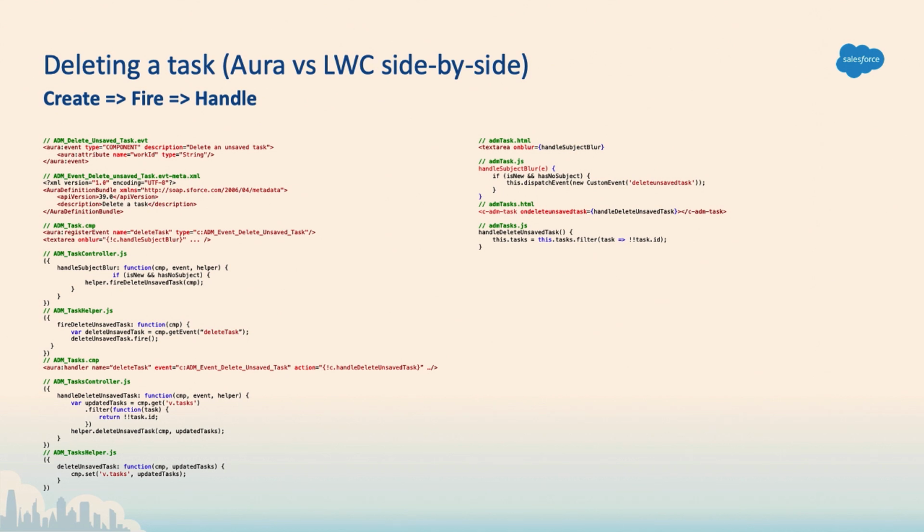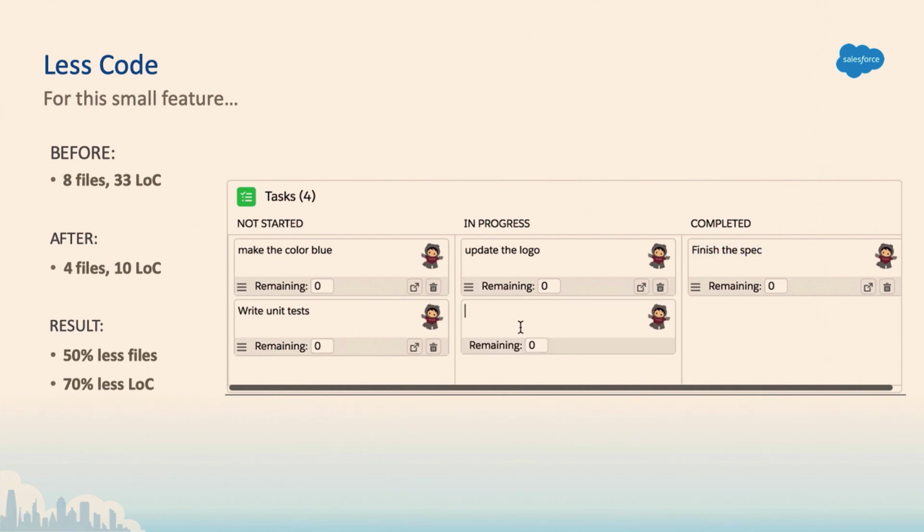Another thing that's nice about working with LWC. All right, so we can see there's a lot less code. Before we had 8 files: we had to check in the event file, the event XML file. We had a helper, a controller. Sometimes we might need a renderer. In this case, we didn't. But it's half the files, 70% less code to do the exact same thing.